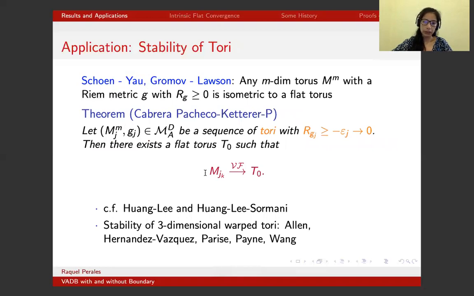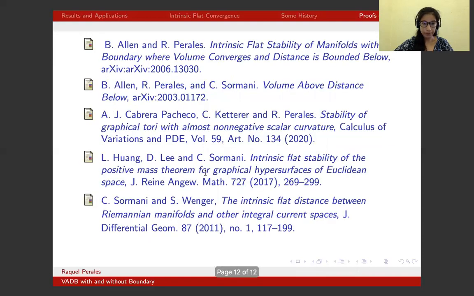And just to finish, let me tell you that there are more results addressing the stability of tori for different classes of tori. So in particular, Allen, Hernandez, Vasquez, Paris, Pine, and Wang show the stability of tori for warped tori in 3 dimensions. And these are some of the papers that I mentioned in the previous slides.